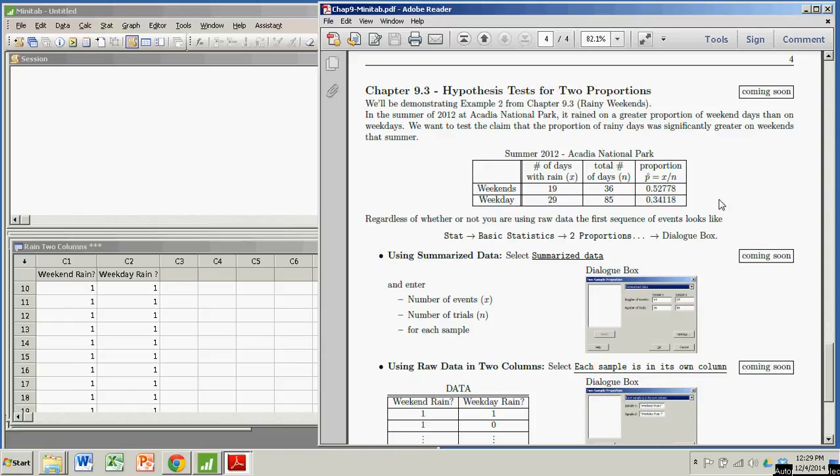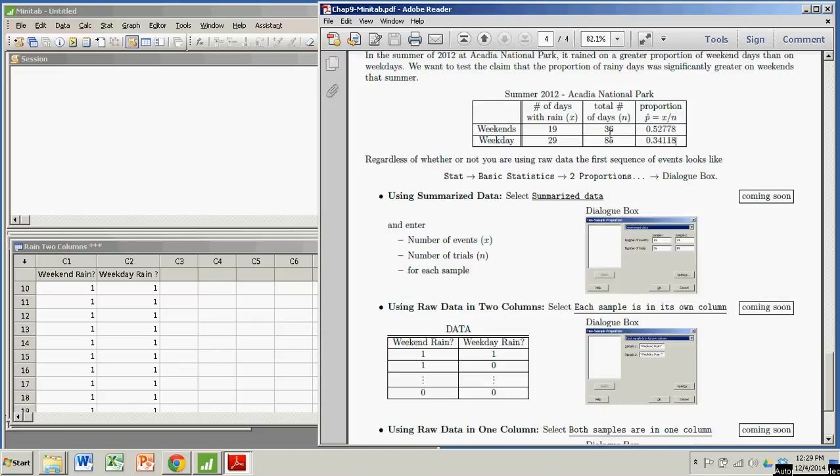We're testing the claim that the proportion for weekends is significantly greater than the proportion for weekdays, in the sense of a true significant difference. So it was 0.52778, significantly greater than 0.34118. That's the test we're going to conduct, and we're going to put our data into two columns. What that means is I'm not actually using this contingency table. I'm just having raw data.